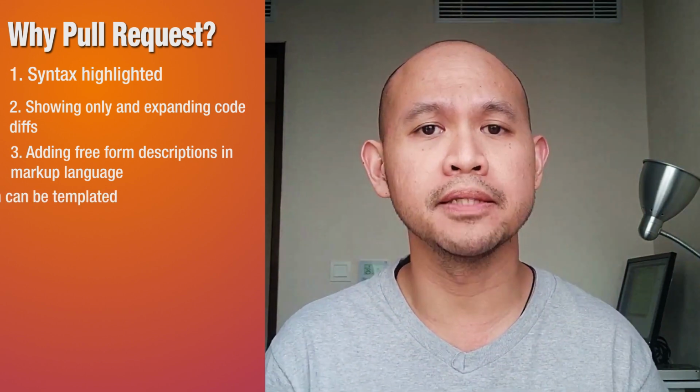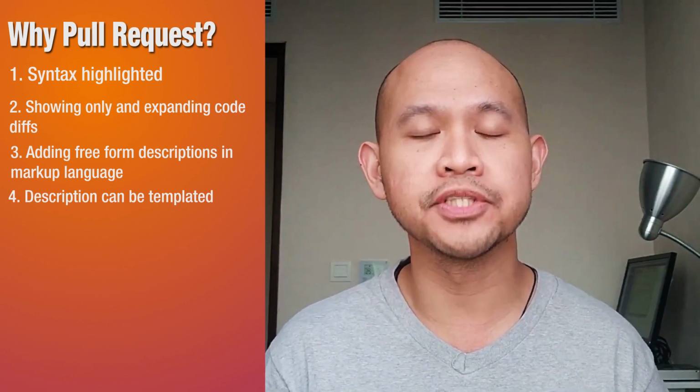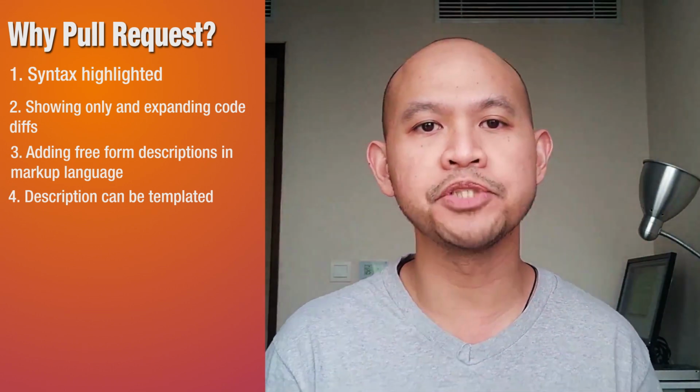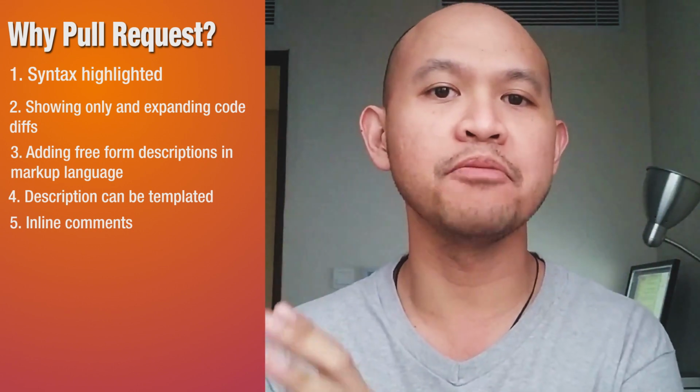So it's still freeform, but can look nicer. GitHub's pull request actually allows a template to be used when adding a description, for those who want to standardize the way the description is being written for your team or your code base. For both the reviewer and the code author, you can make comments in line, which means you can put the comments next to the specific lines of code. So it's easier to tie the comments to the code.